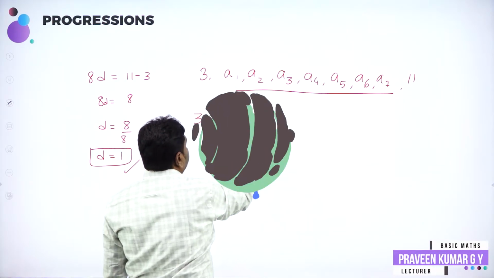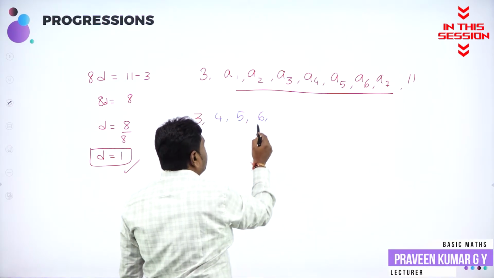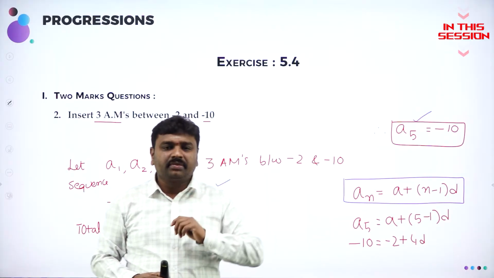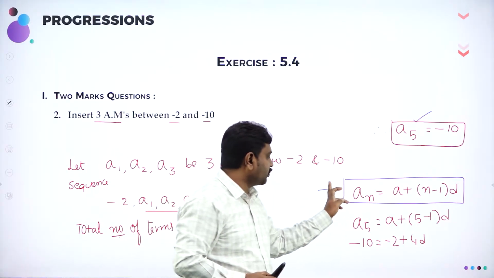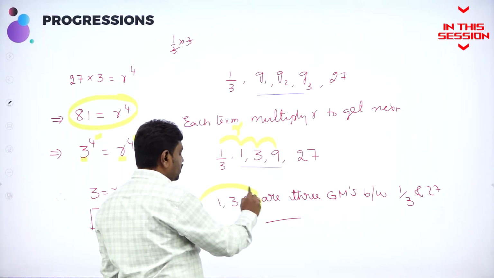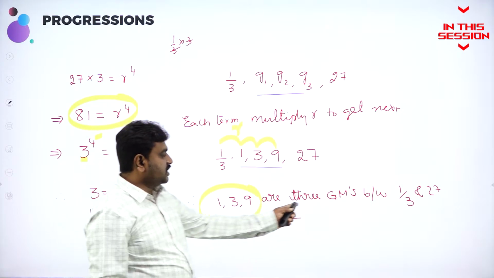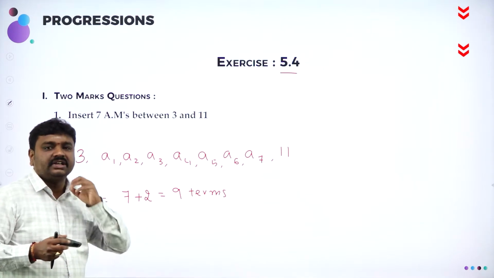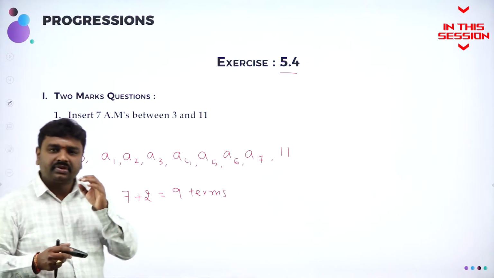For 4, if I add 1, 5. 5, if you add 1, 6. For each term, you add the common difference to get the next term. See, they told arithmetic mean, so you should use the general term for arithmetic progression. What is the general term for arithmetic progression? So you will get the answer as what? 139. So these are the 3 geometric means between the given numbers. So 3 and 11 are 2 terms and 7 terms. Total, we have 9 terms. So now we have introduced 9 terms.